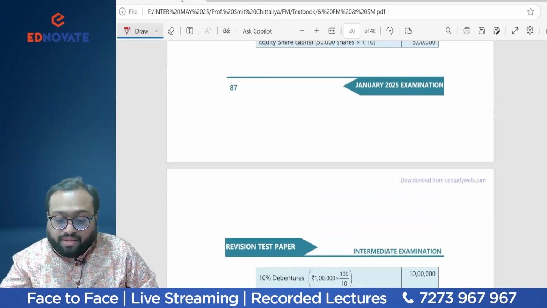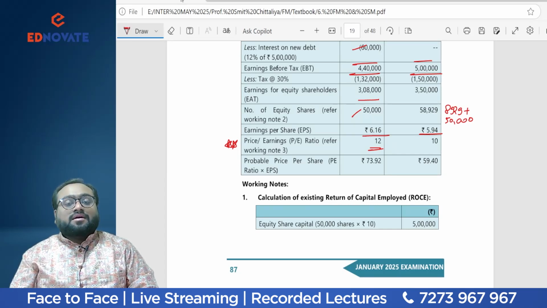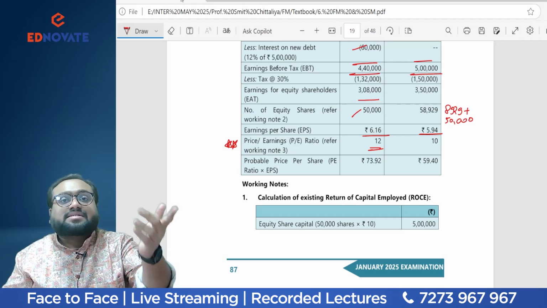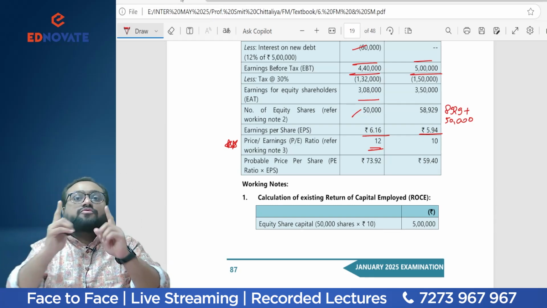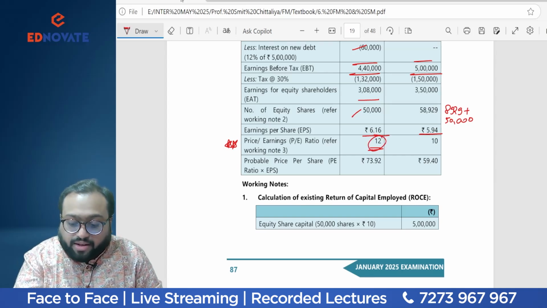The question has told very clearly, if the debt equity ratio is less than 2, we need to increase the P/E to 12. And since our debt equity ratio is less than 2 times, 10 lakh was my old debt, 5 lakh is my new debt. So out of 30 lakh, 15 lakh is debt. So 15 lakh will be the equity. So ratio will be 1:1. And if the ratio is 1:1, it is less than 2, my P/E will be 12.